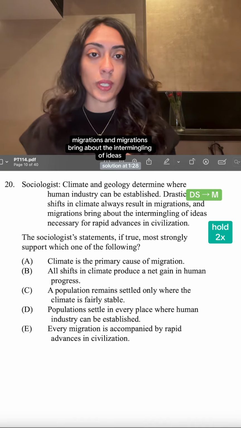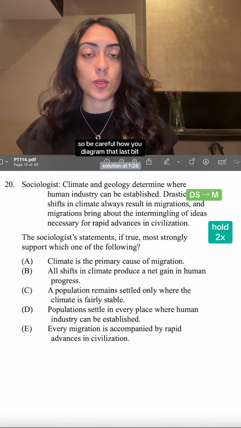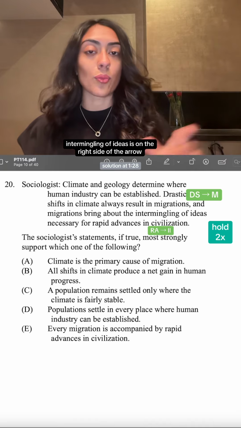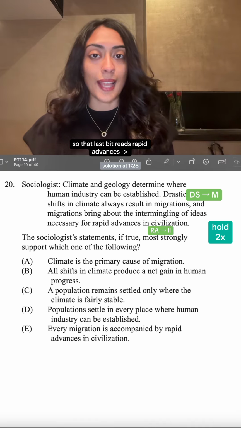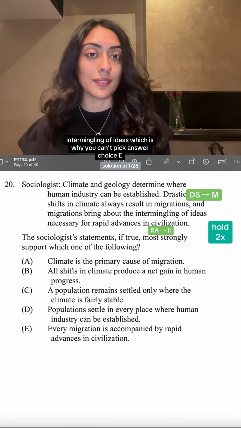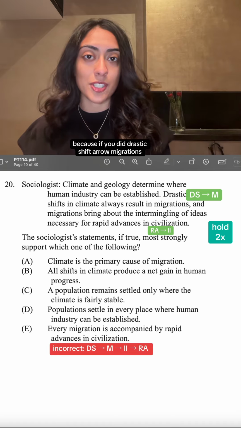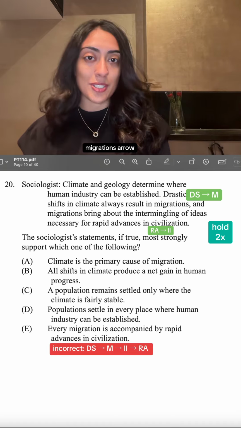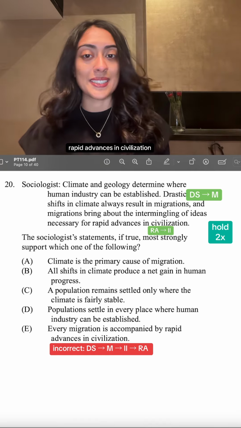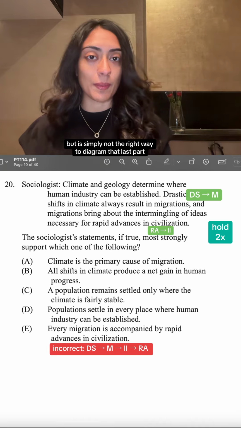And migrations bring about the intermingling of ideas necessary for rapid advances in civilization. So be careful how you diagram that last bit. Intermingling of ideas is on the right side of the arrow. So that last bit reads rapid advances, arrow, intermingling of ideas, which is why you can't pick answer choice E. Because if you did drastic shifts, arrow, migrations, migrations, arrow, intermingling of ideas, arrow, rapid advances in civilization, E would make a lot of sense through syllogism. That is simply not the right way to diagram that last part.